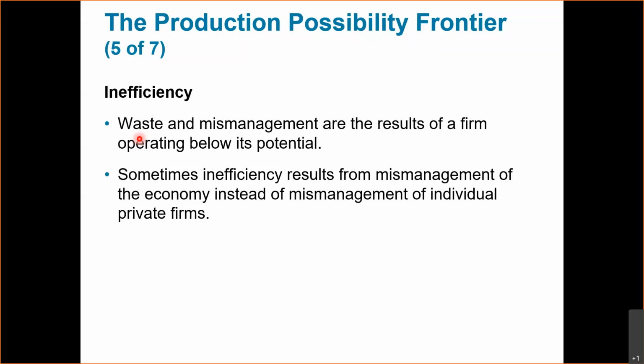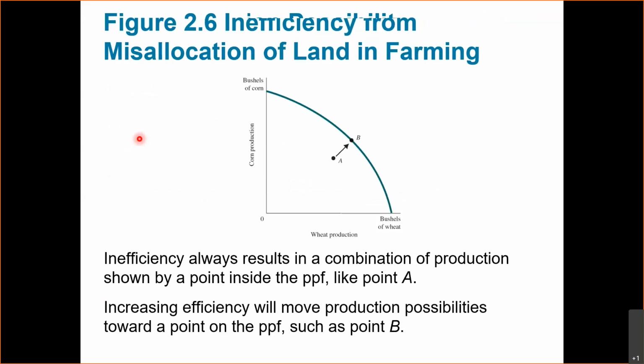But a lot of times, efficiency gains are a lot bigger. So what happens when you deal with the efficiency gains? PPF moves towards the boundary. What happens when unemployment goes down? You move towards the boundary. What happens when unemployment goes up? You move towards the origin.